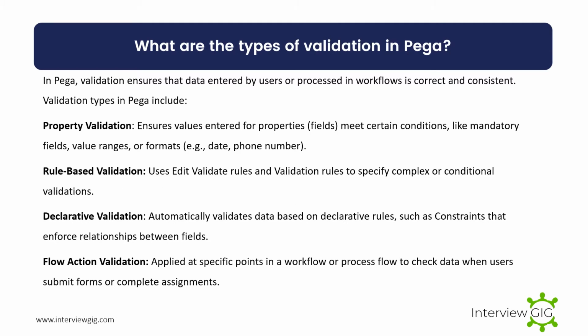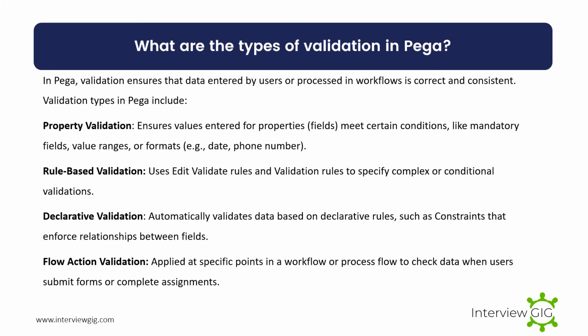What are the types of validation in programming languages like Pega? In Pega, validation ensures that data entered by users or processed in workflows is correct and consistent. Validation types in Pega include: Property validation. Ensures values entered for properties, fields, meet certain conditions like mandatory fields, value ranges, or formats, e.g. date, phone number. Rule-based validation.